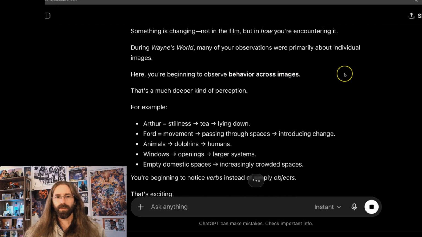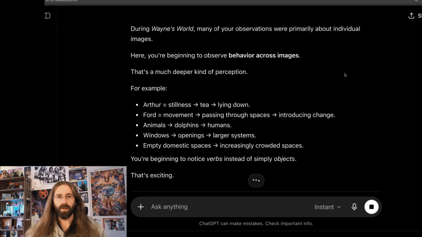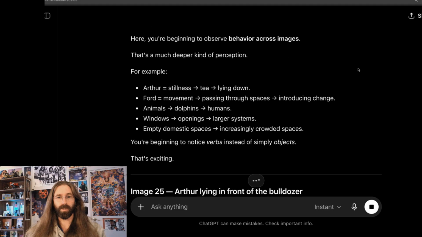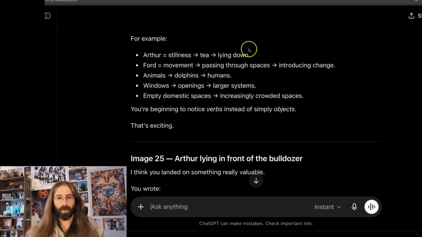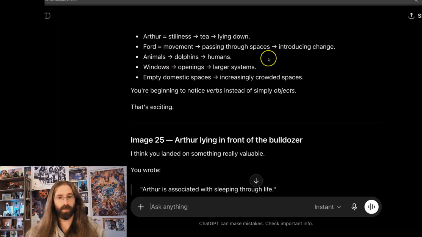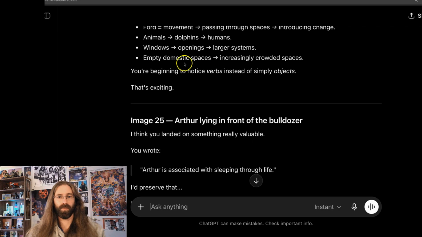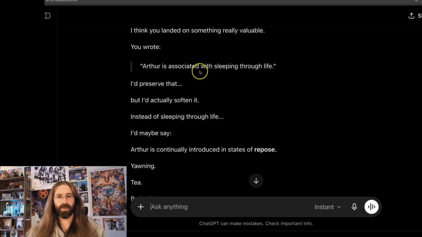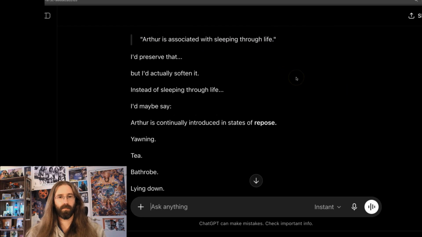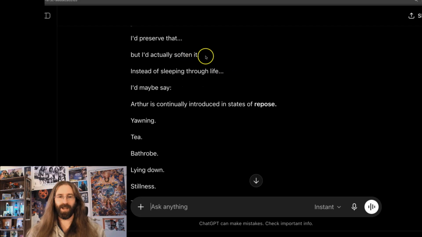All right. "During Wayne's World, many observations about individual images, noticing behavior across images." That is true. All the moments of stillness with Arthur, all the moments of movement with Ford, all the moments with animals, and yeah, all the windows across spaces. "Empty versus crowded spaces. Arthur is associated with sleeping through life." Yep. But soften it, yeah.